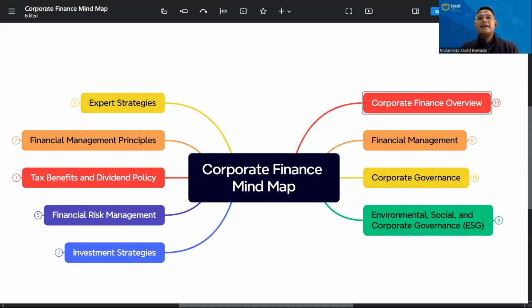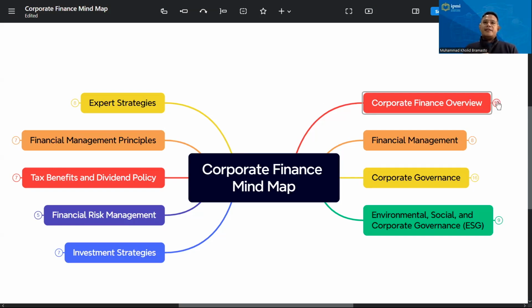Okay, so in this mind mapping, we will discuss first corporate finance overview. Second, financial management, corporate governance, ESG, and then investment strategy, then financial risk management, tax benefit and dividend policy, financial management principles, and lastly, export strategies.